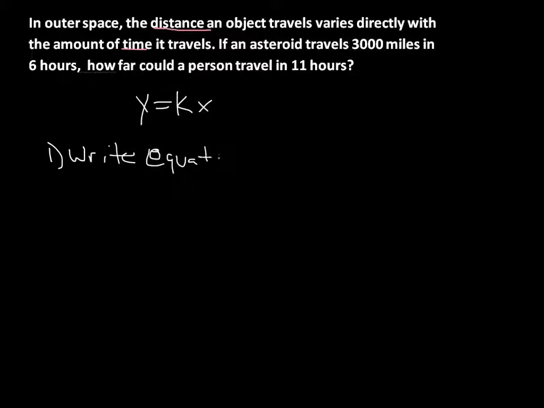Sorry about that. So the equation, instead of y and x, we're going to have d for distance, k stays in the problem, and then we have t for time. K is what's called our constant of variation, and that's what we're going to work to find.